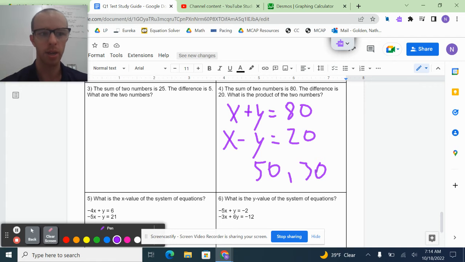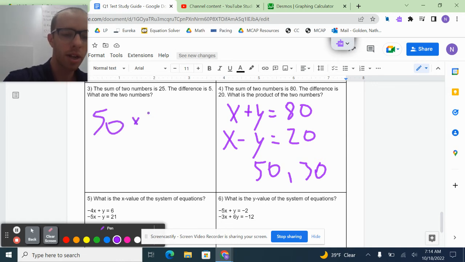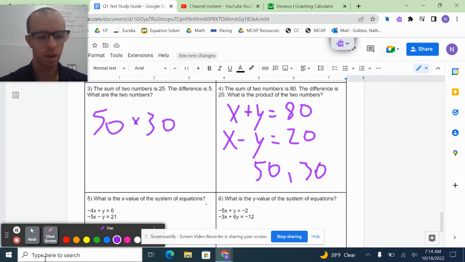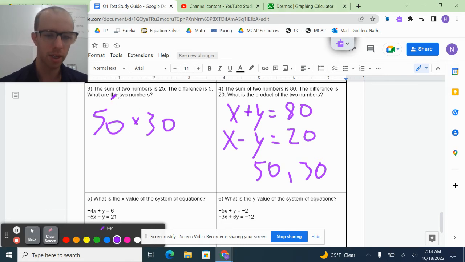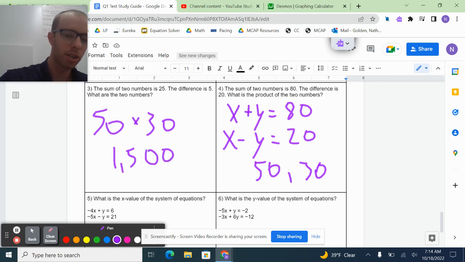But that's not what it asked me. It asked me what is the product of the two numbers, and product means multiplication. So I need to do 50 times 30. I can do this in my head because it's just 5 times 3 is 15, and then I add the two zeros. So the answer is 1,500.